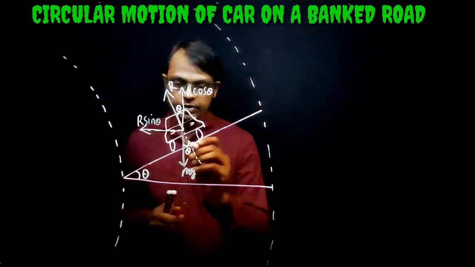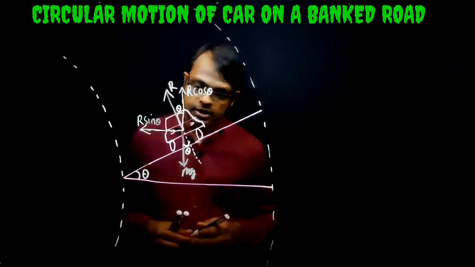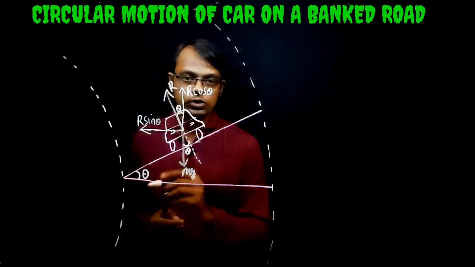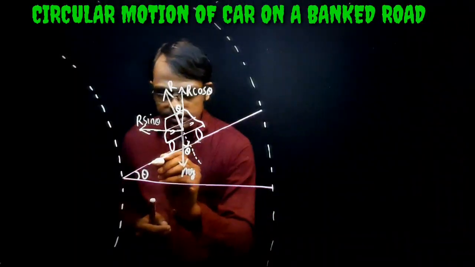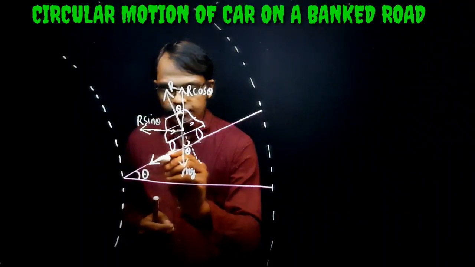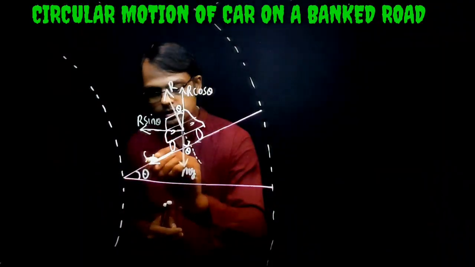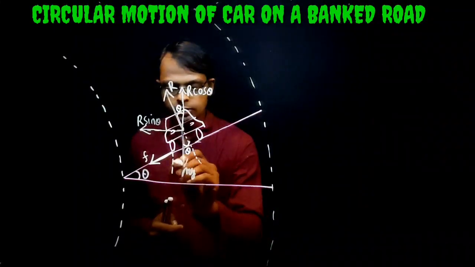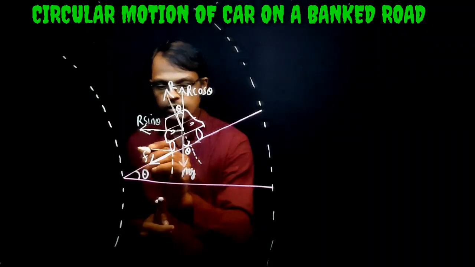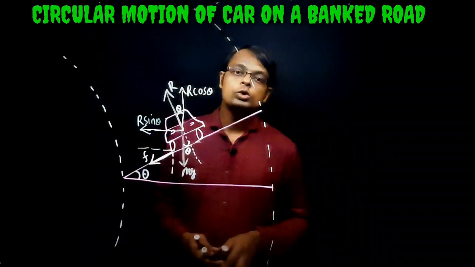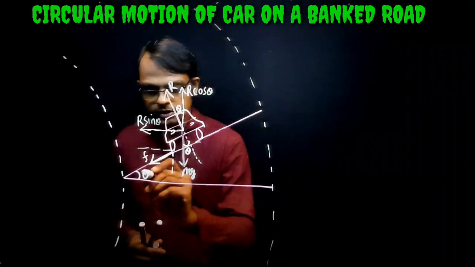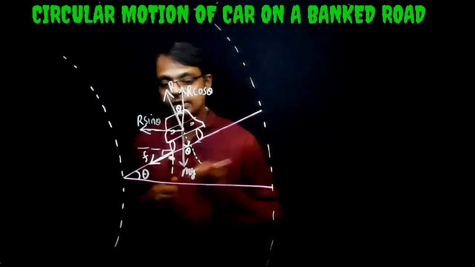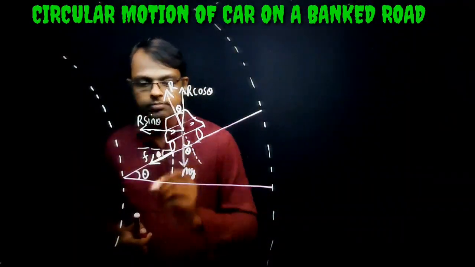What is the friction direction in this case? The friction will be acting between the tires and the road, so friction will be acting in this direction. Say this is the effective friction, the friction F. Here also friction can be resolved into two components. If this is the angle theta, that angle also becomes theta.